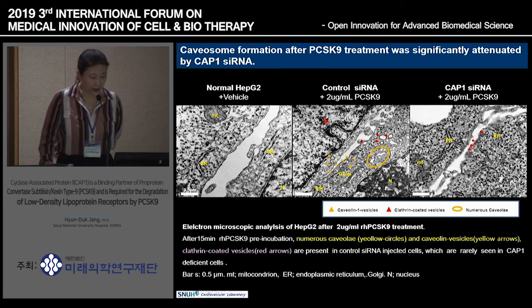We observed caveolin formation by electron microscope after PCSK9 treatment. Here is normal HepG2, and after PCSK9 treatment, see, these are caveolin vesicles and numerous caveolae. And red indicates clathrin vesicles. And here is CAP1 knockdown. With PCSK9 treatment, the caveolin and caveolae couldn't be detected. Only a small amount of clathrin vesicles we can see.